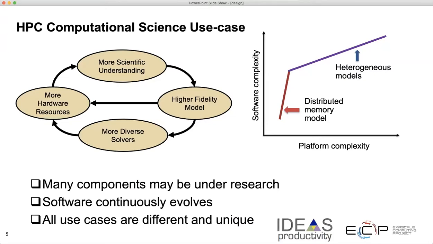There are these added problems that happen with scientific software. Many of the components may be under research, because it is all about discovery after all. In my experience, the use of software for two different scientific campaigns is never the same. Things are customized, added, tweaked, because all of the use cases that one is working with are different and unique. And so these are added complications that one has to work with when one is dealing with scientific software.